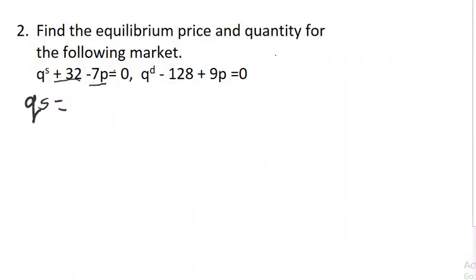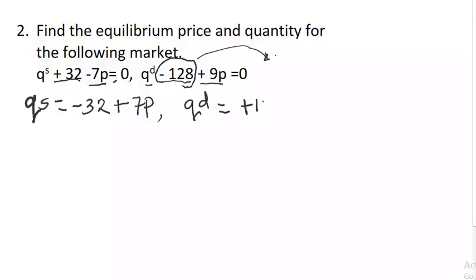As plus 32 crosses this equals to sign to the right, plus 32 will change to minus 32. Take note of that. As minus 7p crosses the equals to sign to the right, minus 7p will also change to plus 7p. Remember what I said, that minus changes to plus as it crosses the equals to sign, and plus changes to minus as well. Then for quantity of demand QD, it has to stand alone, so we have to move minus 128 and plus 9p to the right. Once you move minus 128 to the right, it's going to turn to plus 128, and once you move plus 9p to the right, as it crosses the equals to sign, it will change to minus 9p.